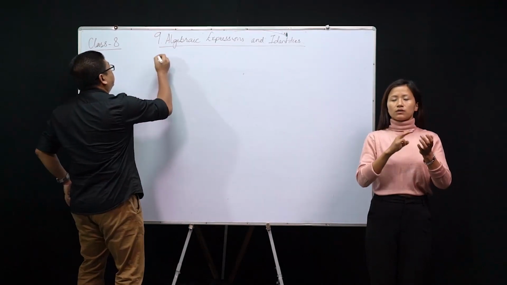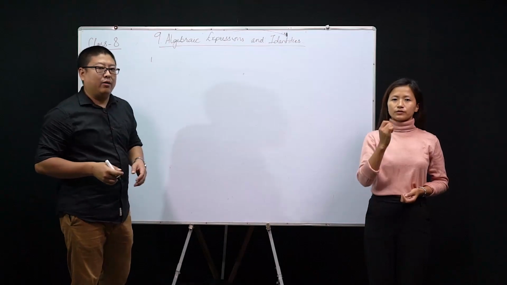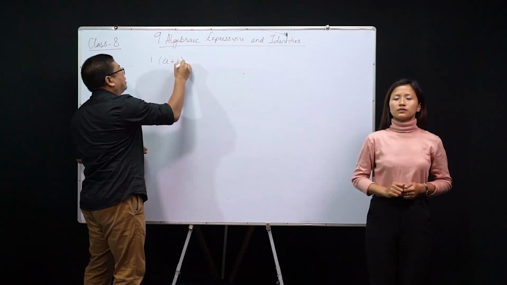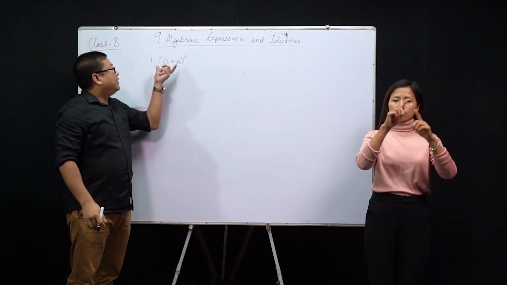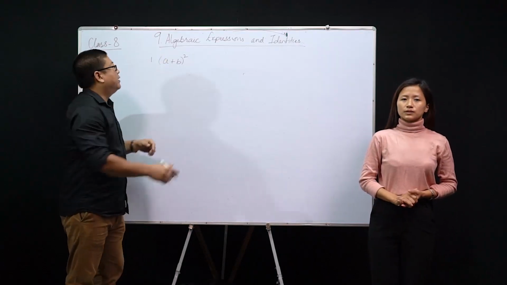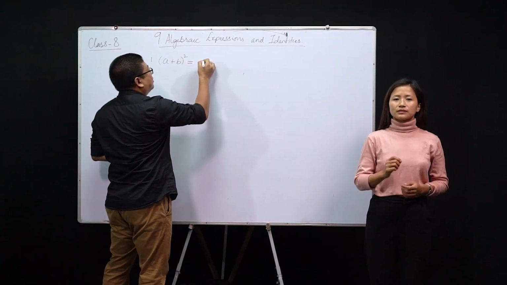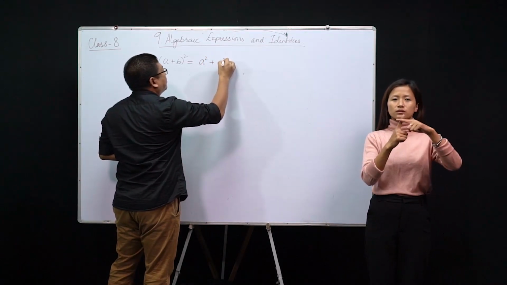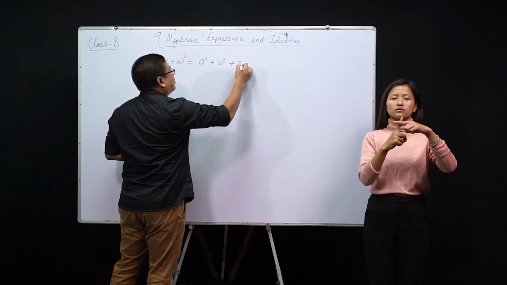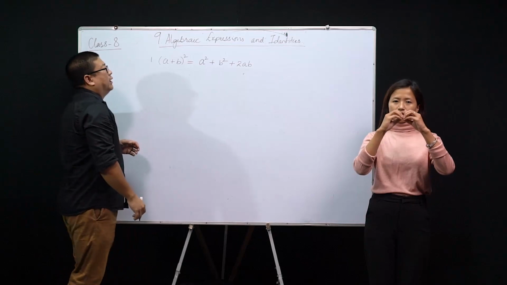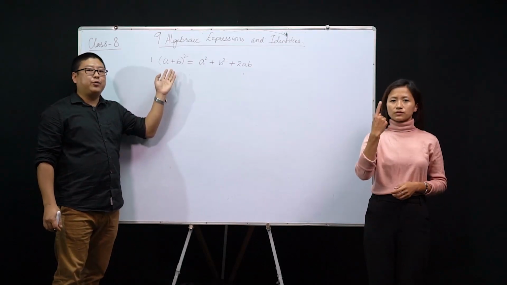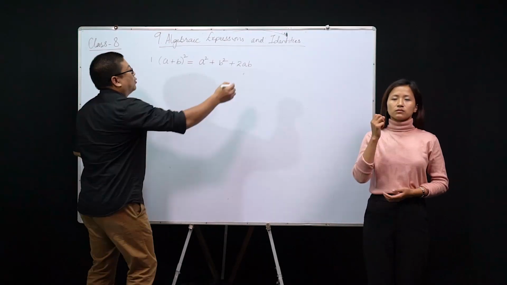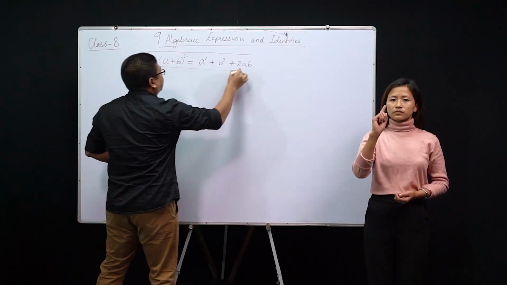So the first identity or formula that we will learn today is (a + b) the whole square, which is equal to a square plus b square plus 2ab. This is the first identity that you have to memorize by heart or understand. So this is your first identity.